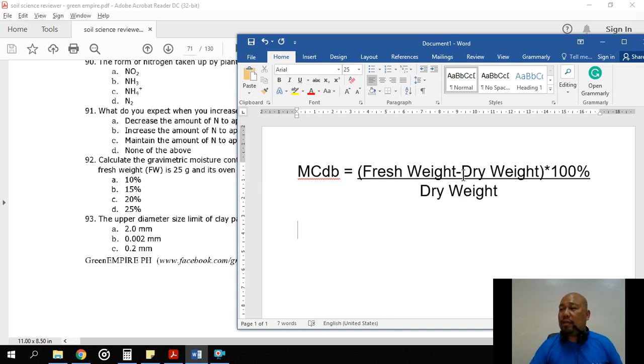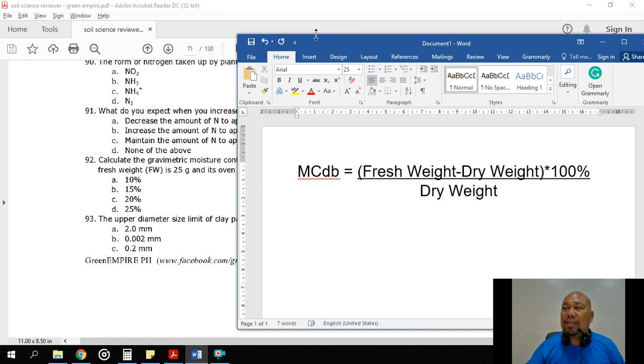Fresh weight minus dry weight. Okay, take note. What is the dry weight? It is the weight after drying in the oven, when the water has been driven off. Fresh minus dry weight is actually the weight of the water that was lost during drying. So divided by dry weight times 100. It expresses the amount of water in relation to the weight of the dry soil. Okay, that is moisture content.